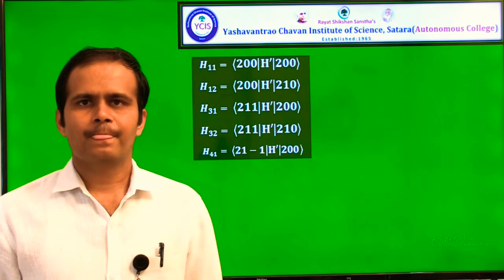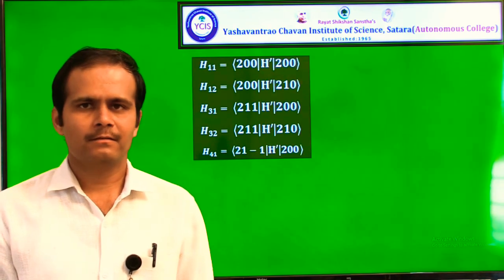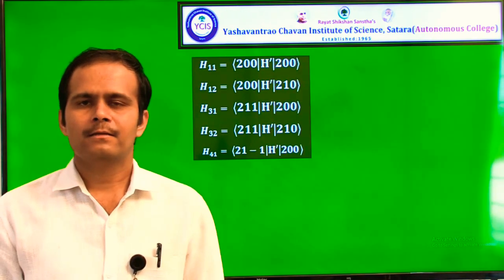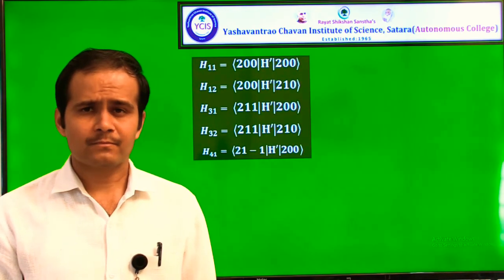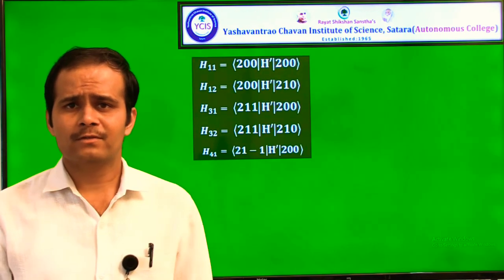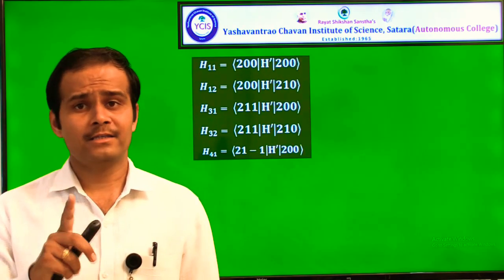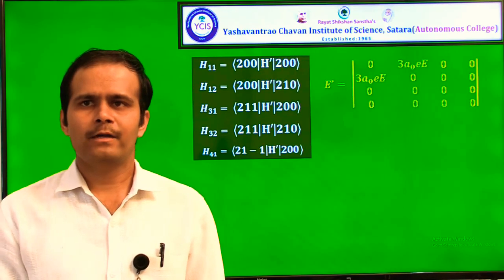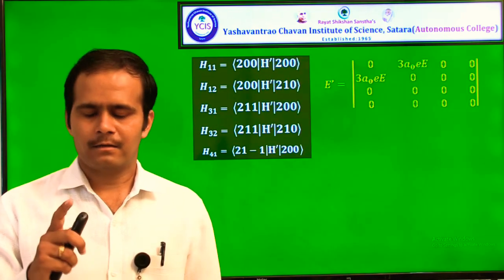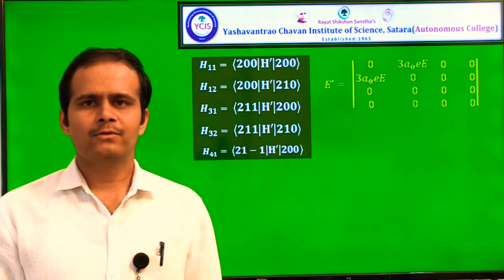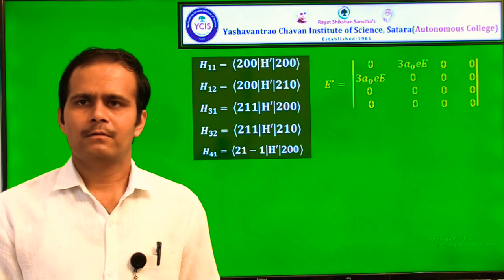Okay, so now if we calculate each and every integration, for all 16 integrations, most of the answers will be equal to 0. Only two terms are non-zero. Those are H12 and H21. Here only H12 and H21 will give non-zero answers, but otherwise all the values will be 0. Now it is very easy to solve this determinant.